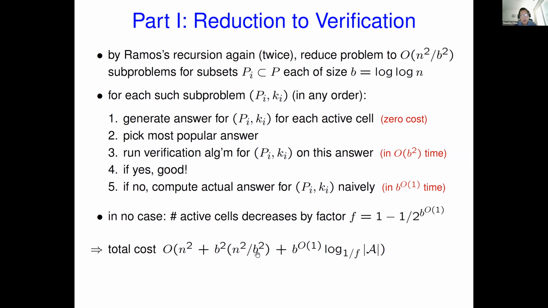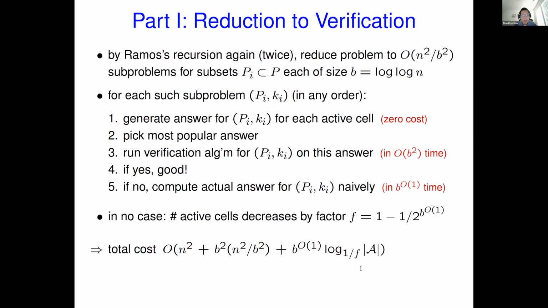Right, because there are n squared over b squared subproblems, where for each you spend b squared time, right? And then the cost of the no cases, well, it's poly b, but it's done log base 1 over f times the size of the arrangement number of times, right? So then that's the total cost, okay?